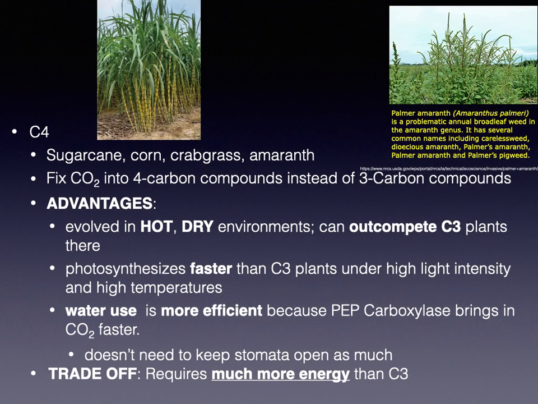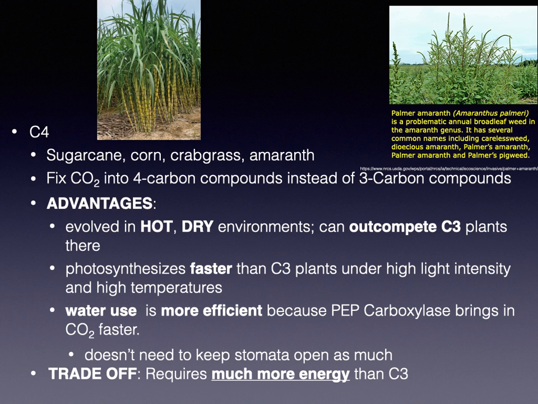Your examples are sugarcane, corn, crabgrass, and something called amaranth, which apparently grows in Minnesota, because I found a picture from the Minnesota, I believe it was DEQ. They're going to fix CO2 into 4-carbon compounds instead of 3-carbon compounds. And here are the advantages.